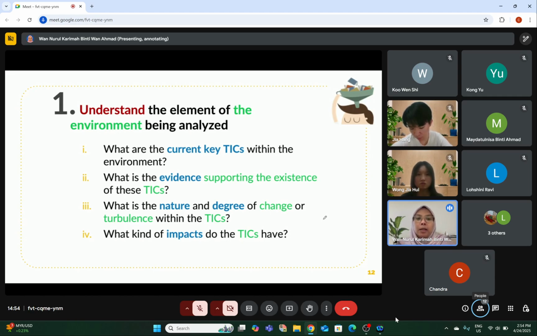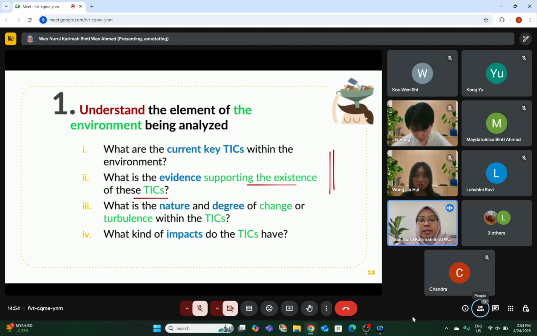lab-grown meat. Yang kedua, what is the evidence supporting the existence of the TICs ataupun trends, issues, and challenges? So these are basically the ones that you identify through your literature review, and where you arrange the literature, the evidence according to the STEEPV factors.